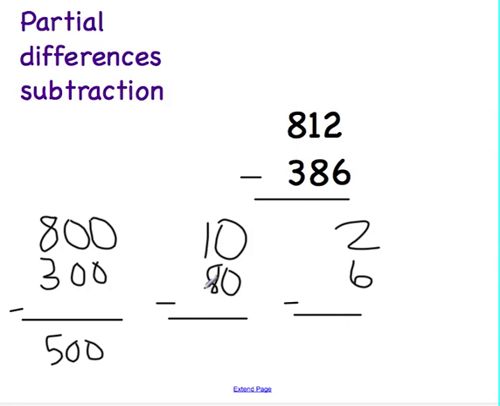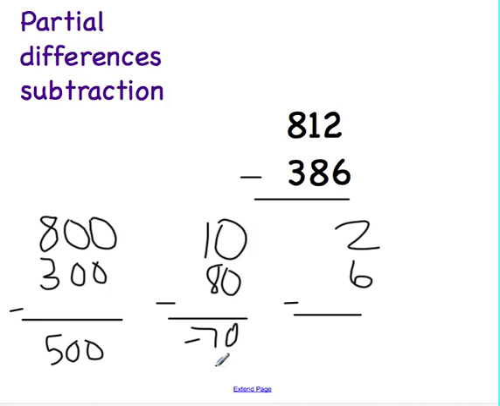10 minus 80 looks somewhat confusing. If I have 10 marbles, can I give someone 80 back? That doesn't work. But I can do 80 minus 10 and come up with 70, and my answer then will be a negative number. It is less than 0.